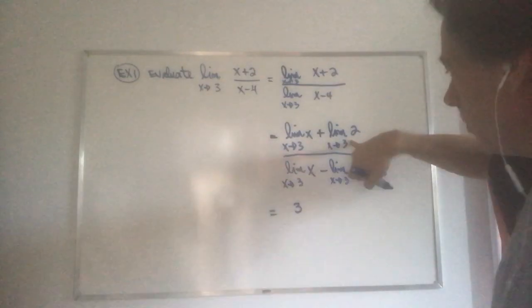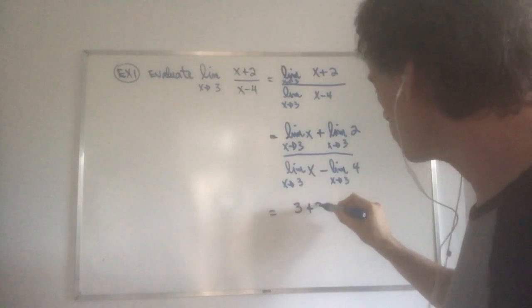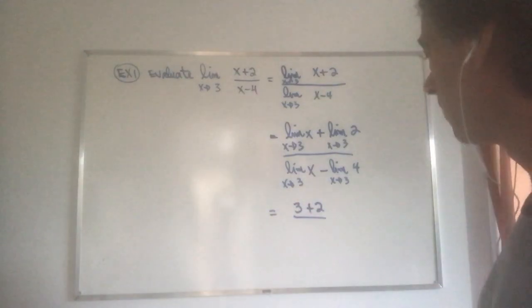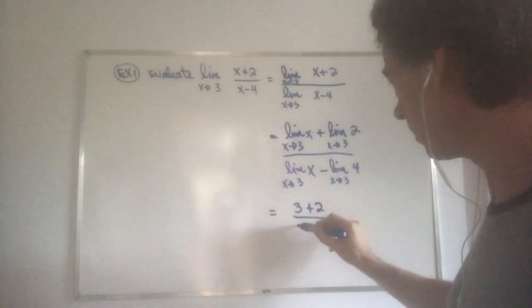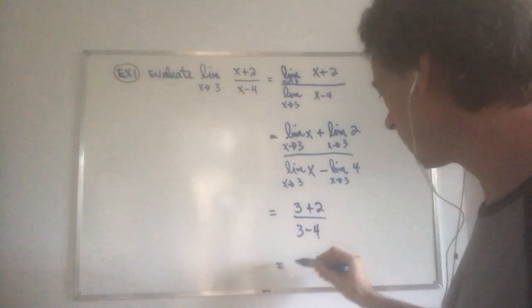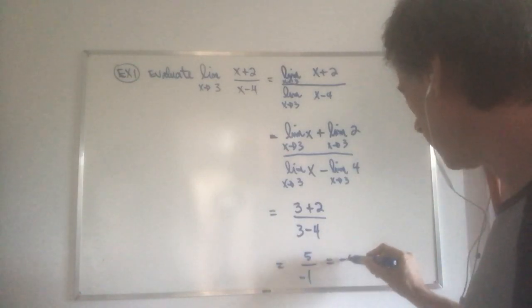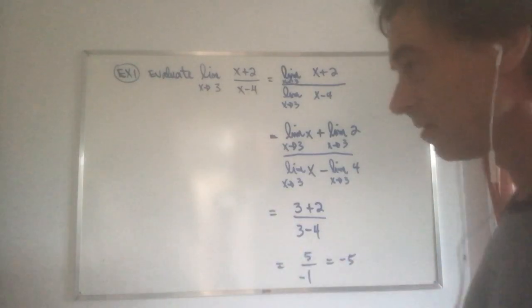And that's what I wanted to show you. This is the limit of a constant, right? So what's the limit of a constant? It's the constant itself. So 3 plus 2. Downstairs, same thing, 3 also. And the limit of a constant is this. So that is actually 5 over minus 1. So the answer is minus 5.